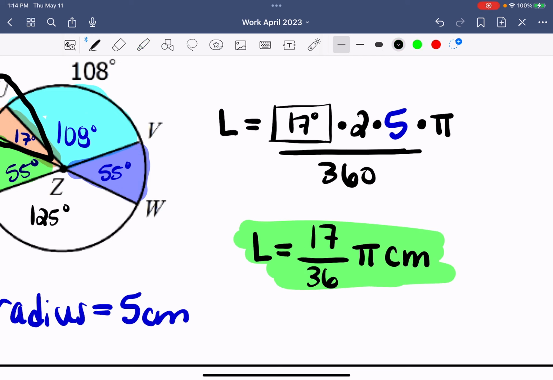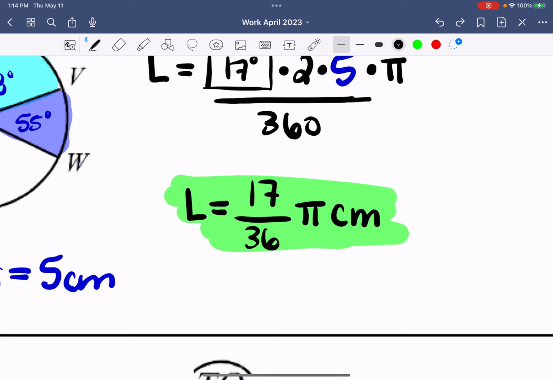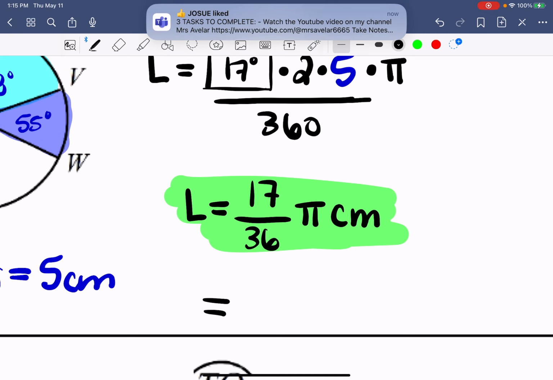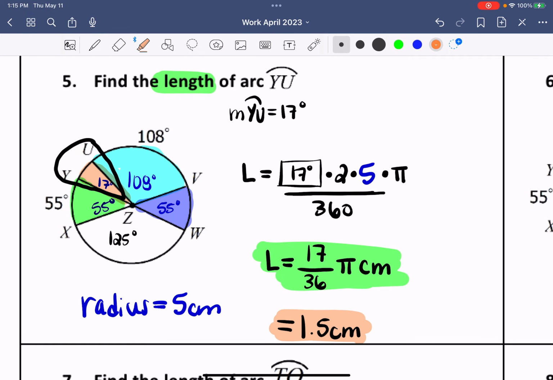Now, if we want the answer in decimal form, then you would plug this back into the calculator. 17 on top of 36 and multiply it with pi, and you should get, it's a very small number, 1.5 centimeters. Okay, this is the answer without pi, with pi multiplied in the calculator, and the other one is in terms of pi.